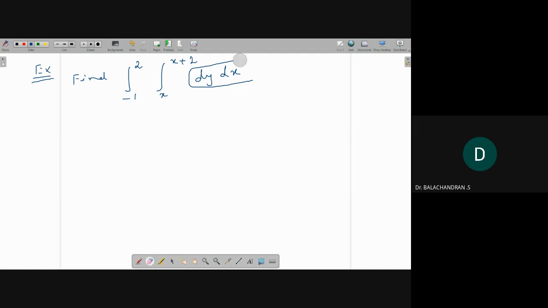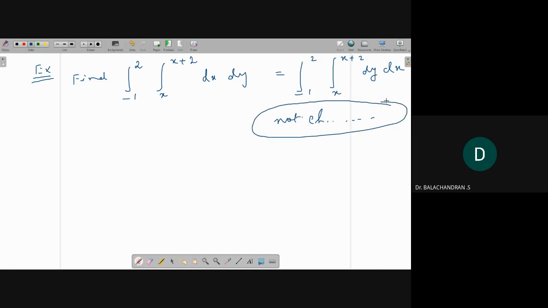Suppose the problem is like this, dx dy, then also you should tell y is varying here. But if the problem is not in the correct order, then you can change it like this. Minus 1 to plus 1, so 2, and x to x plus 2. You should write in the correct order, dx dy. So this is the correct order. Actually, this is not change of order of integration, it is something different. That we will discuss later. So here we are writing the order of integration in a correct manner.